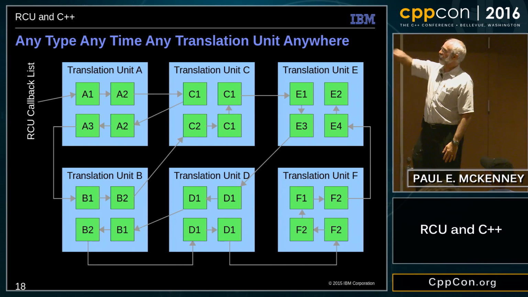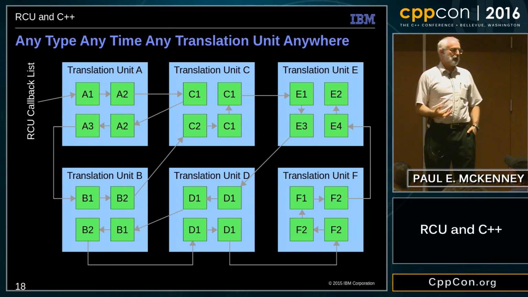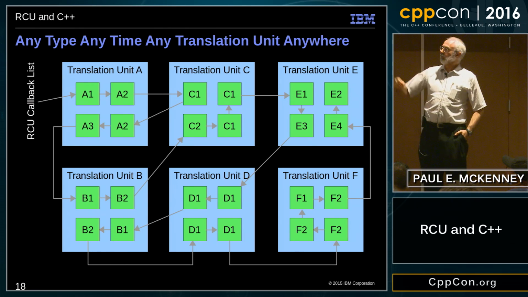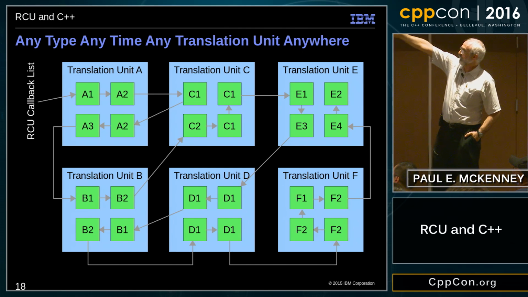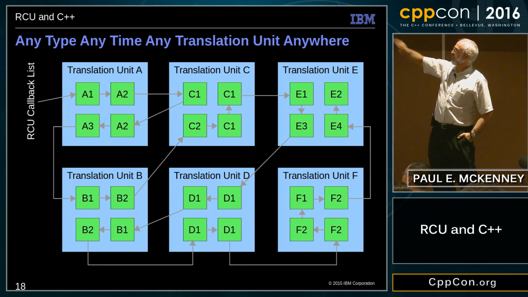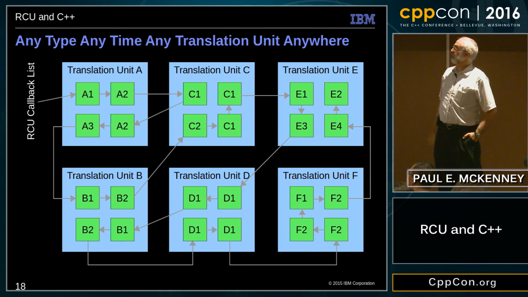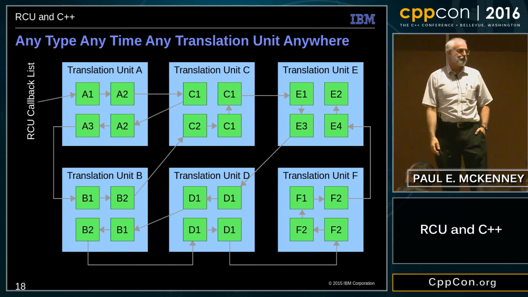As the title says, any type, any time, any translation unit, anywhere. RCU just gets this stuff dumped on it, and it has to deal with it. We've got the 6 boxes there representing 6 different translation units. Each translation unit has 4 instances, and the little A1, B1, and so on are the types. For example, translation unit C in the middle on the top has 3 instances of C1 type and 1 instance of C2 type. D in the middle on the bottom just has 4 instances of the same type.